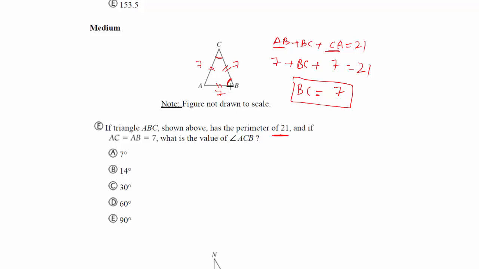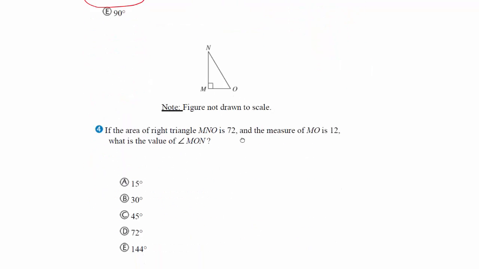If it's an equilateral triangle, then all the angles will be 60, right? So ACB has to be also 60. Angle A is 60, angle B is 60, angle C is 60, so angle ACB is 60, and that is the right answer. Now let us move to question number 4.